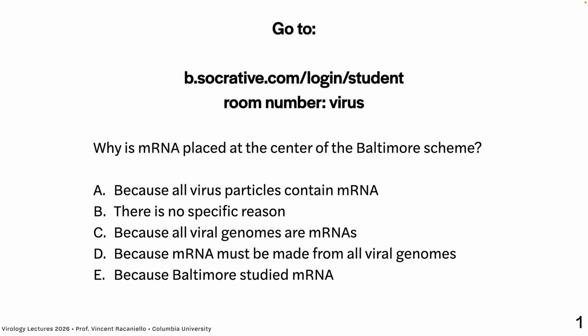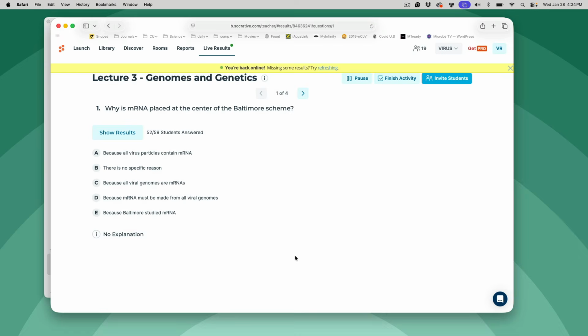That's why we have a DNA and an RNA virus class with reverse transcriptase. Okay, so let's take a quiz to see if you got that. The first question is, why is mRNA placed at the center of the Baltimore scheme? Because all virus particles contain mRNA, no reason, because all viral genomes are mRNAs, because mRNA must be made from viral genomes, or because Baltimore studied mRNA. Okay, let's have a look how you did.